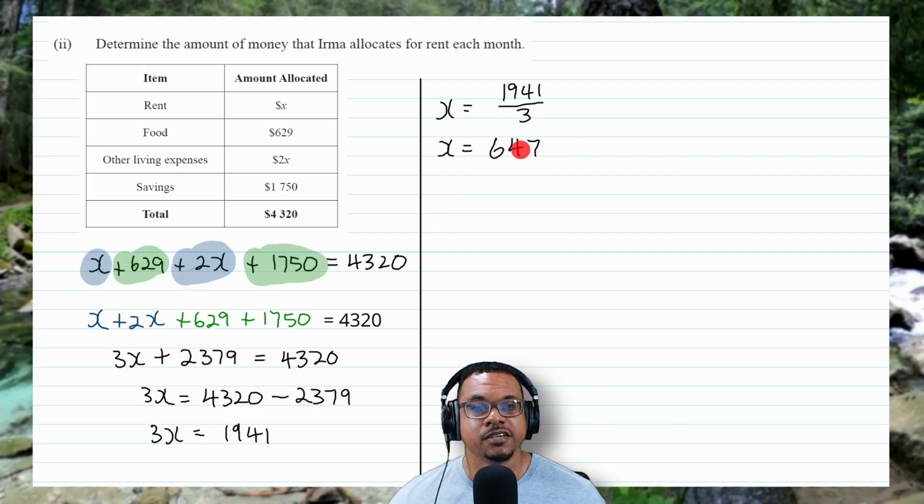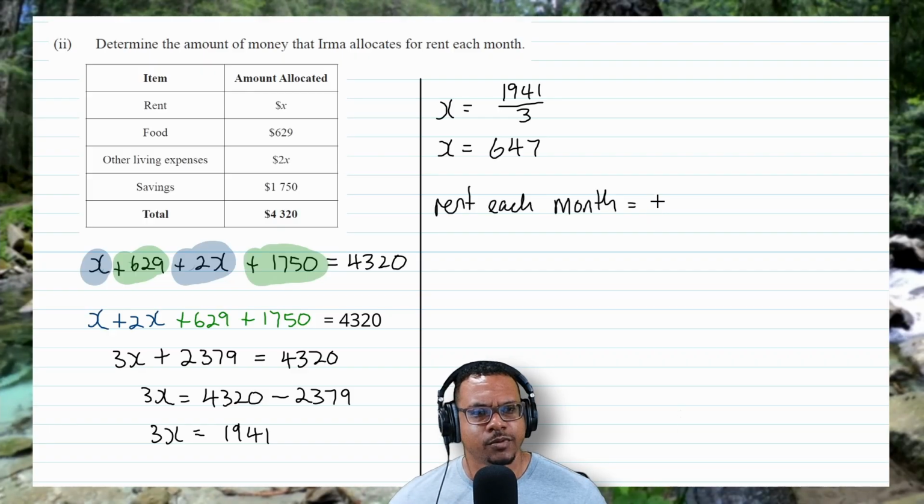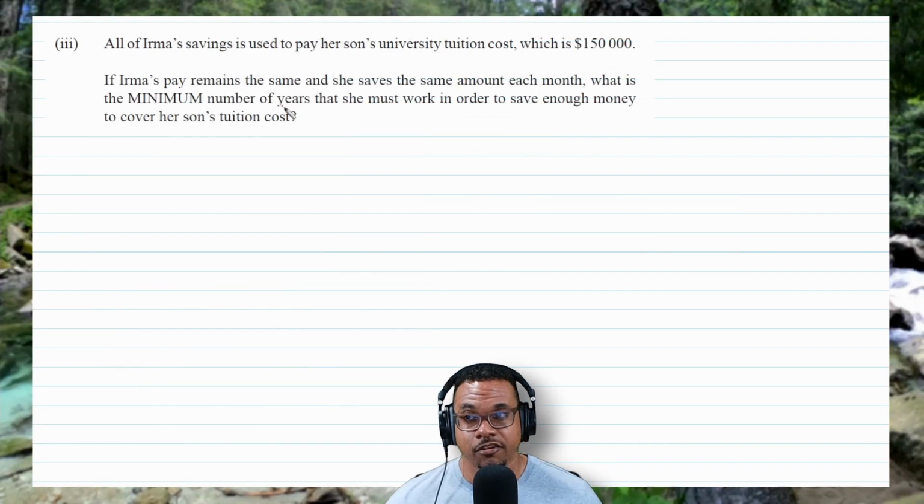And remember, this is per fortnight. This X here is for the fortnight, because this table is for the fortnight. So if you want it for the month, remember a month is 4 weeks and a fortnight is 2 weeks. Therefore, we just have to multiply this figure by 2 to get the amount she spent on rent for the month. So rent each month is equal to $647 multiplied by 2, which will be $1,294.